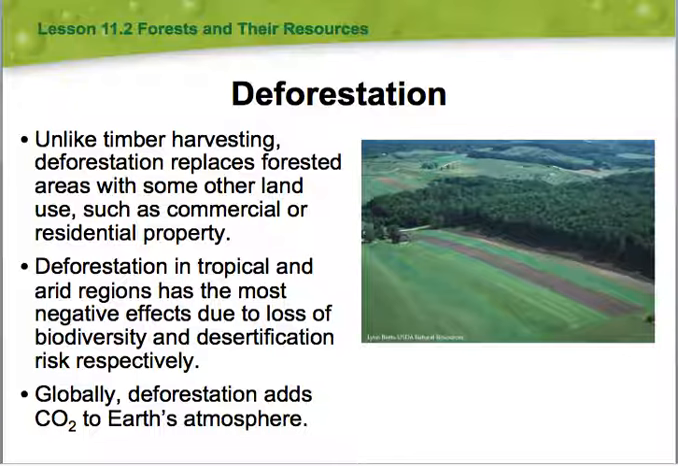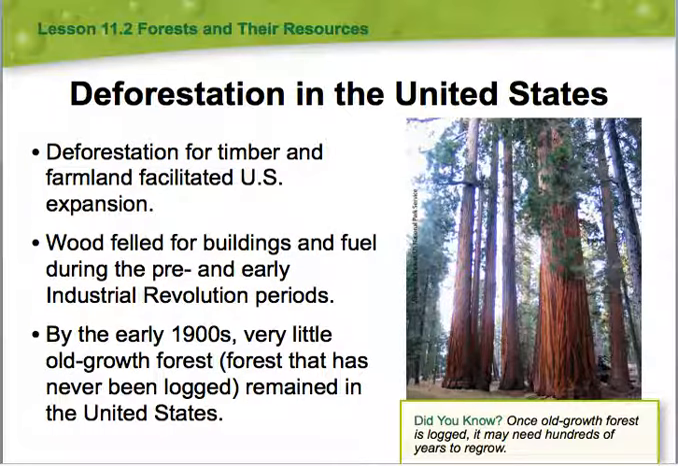So in the United States, deforestation was a problem, and by the early 1900s, there was very little old-growth forest, especially on the East Coast. Old growth being trees that have been around for quite a long time. And this deforestation in the United States actually led to the creation of the National Forest System, and we'll talk about that in a little bit.